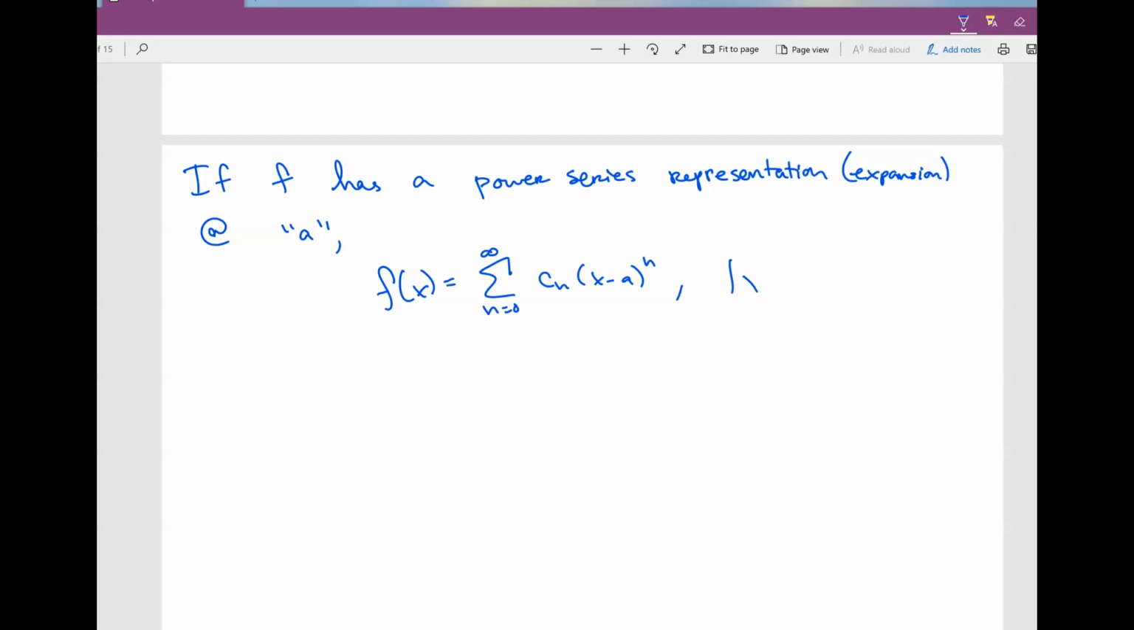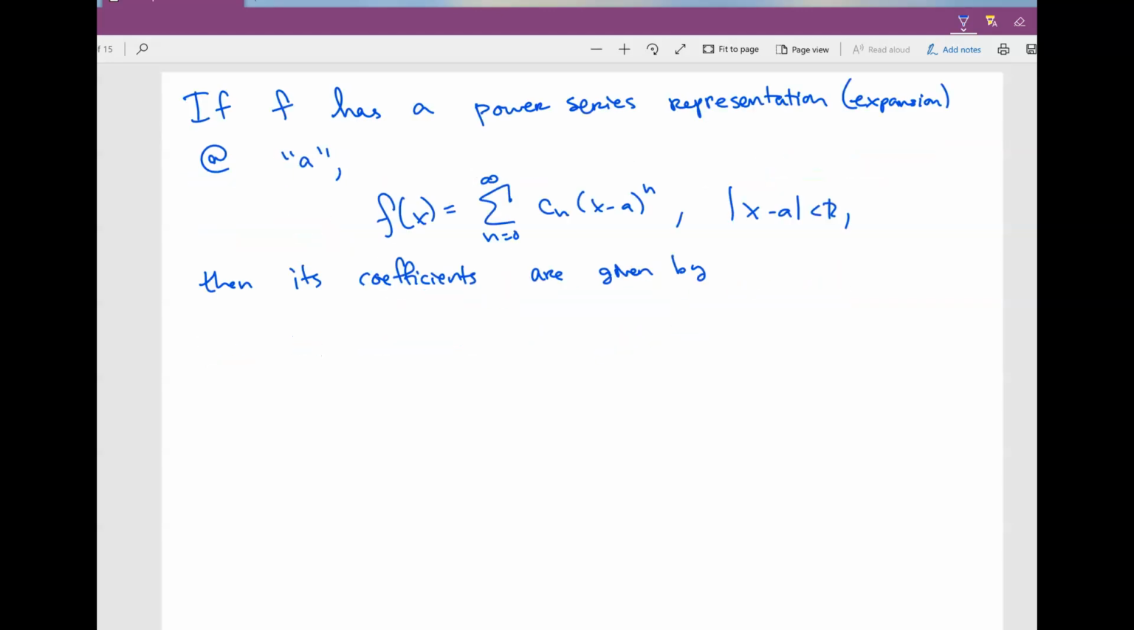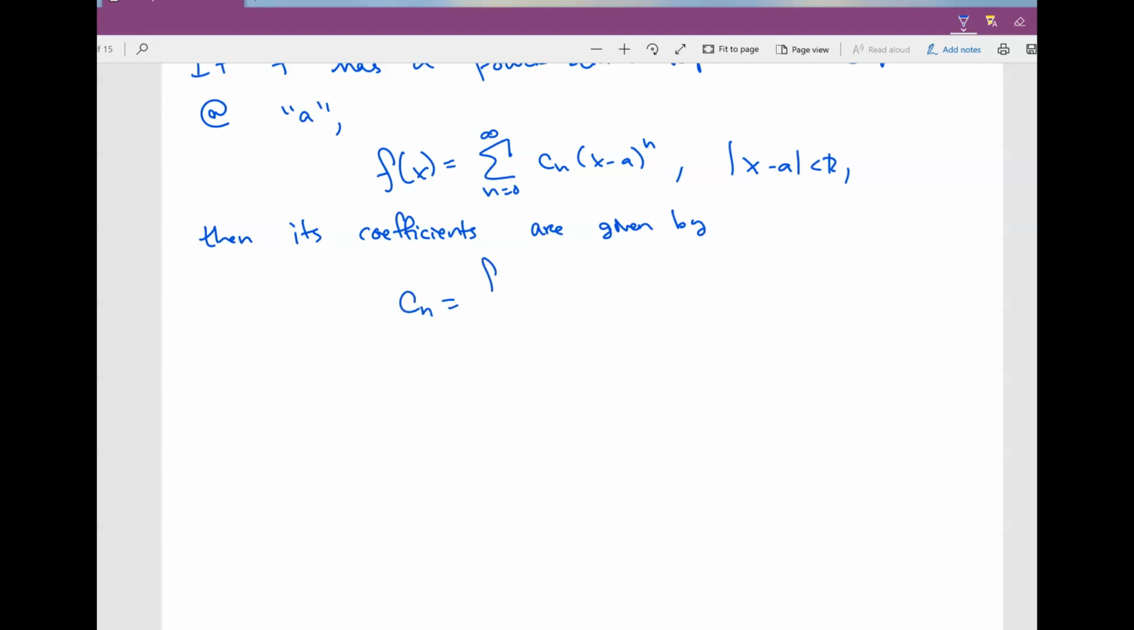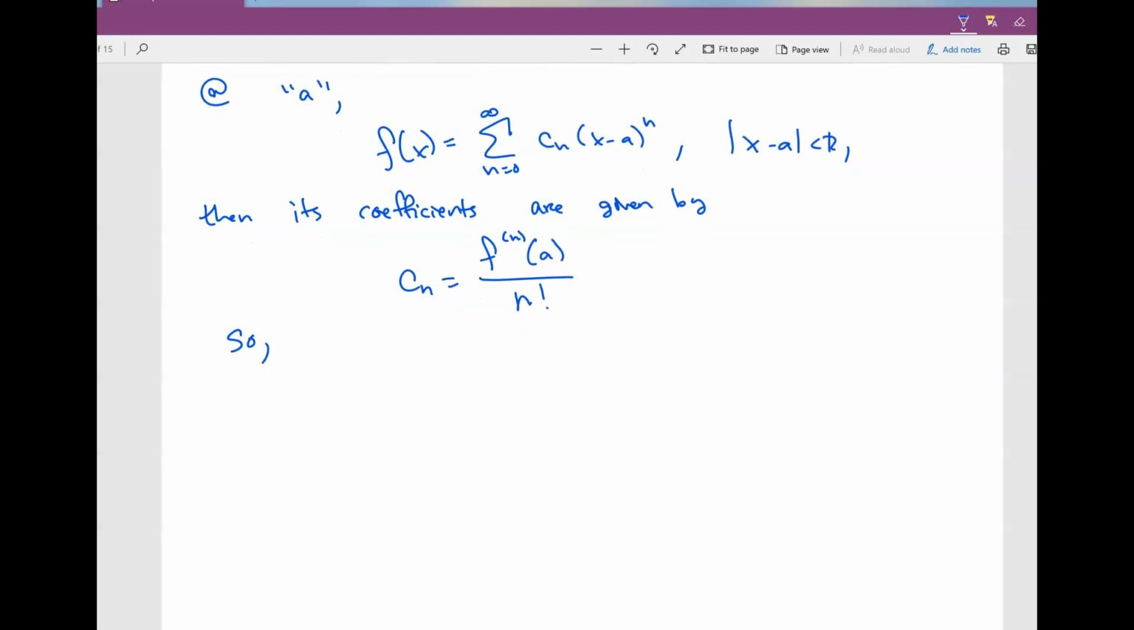Which is basically what we started off with. This is what we assumed, okay? Then its coefficients are given by c sub n is equal to the nth derivative of f, plug in a, divided by n factorial. So we're going to plug this into c sub n. So f of x can be represented as a series by just taking the nth derivative, plugging in the value of a that you like, x minus a to the power of n over n factorial.